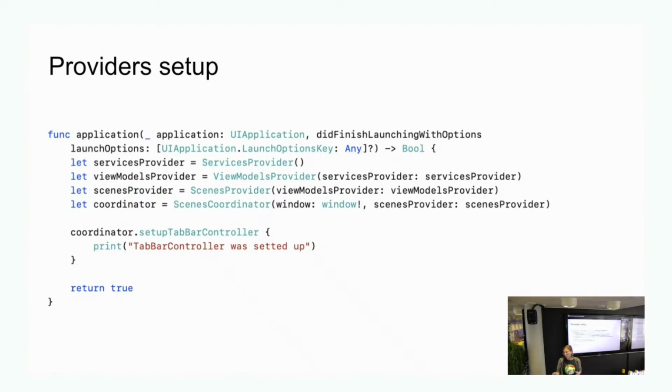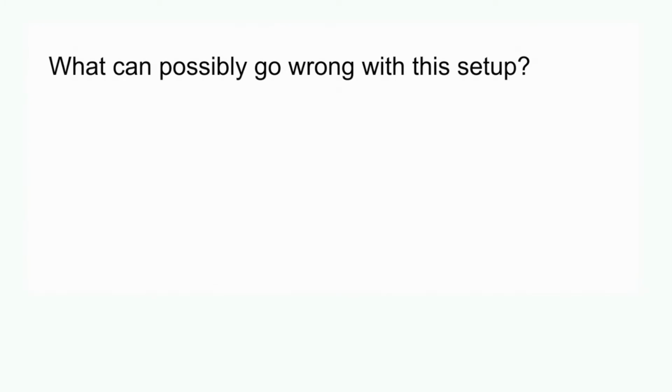This is the app delegate, and this happens when the application actually starts to load. And we have these provider setups here, which include one into another. And in the end, this allows us to receive this coordinator and present the scene that we need. In this case, we set up the bar controller, which is the root. But, of course, we can have some issues here.